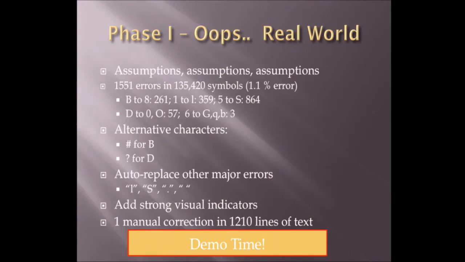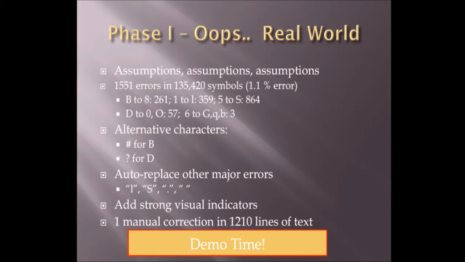So I came up with some alternative characters that actually show up in the printouts. I used a hash mark for a B and a question mark for a D. I just chose them because they didn't look like anything else. So I thought that they would OCR pretty well, and I was right. They did work really good. And then I auto-replaced the other major errors, and then I put strong visual indicators in the decoding to show you where your problems are.